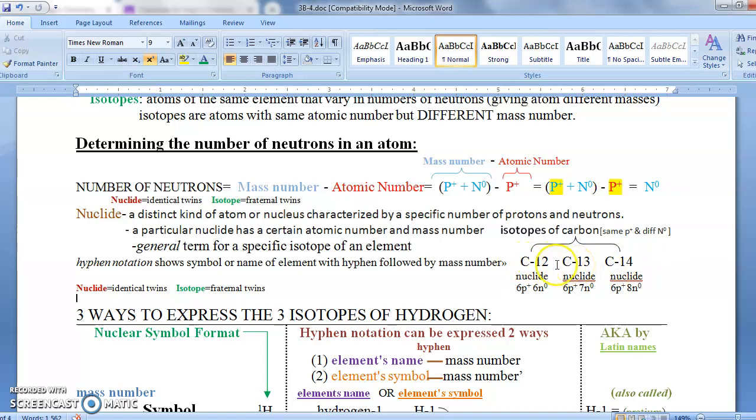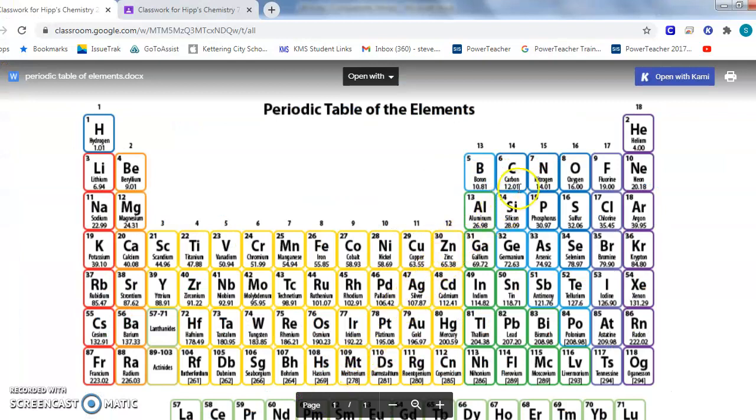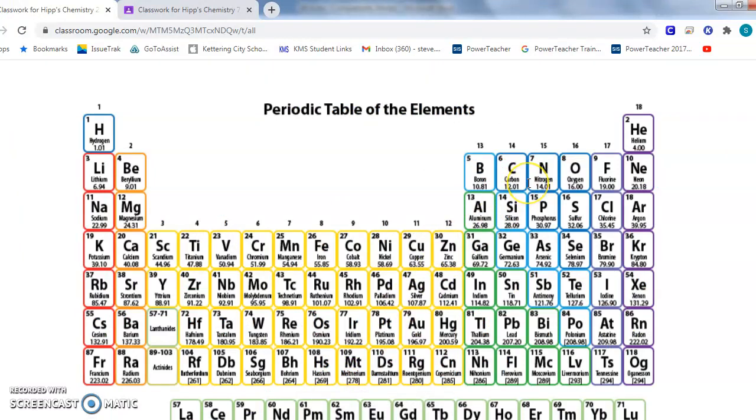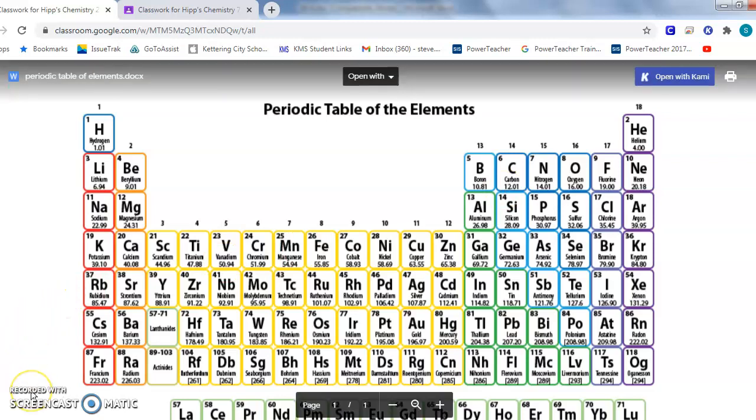So if you dump out a pile of carbon, 90 some odd percent of those are carbon-12. So most carbons have a mass of 12. Some have a 13, fewer still have a 14. But the average mass of carbon atoms is 12.01. Why is it so close to 12? Because a huge percentage of the carbon atoms are indeed carbon-12.